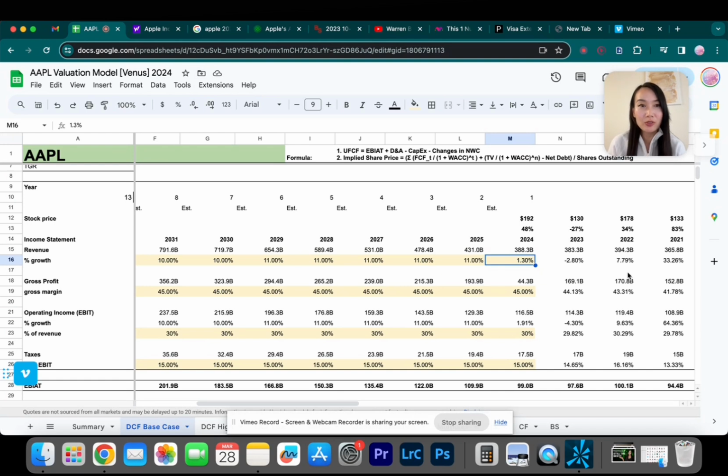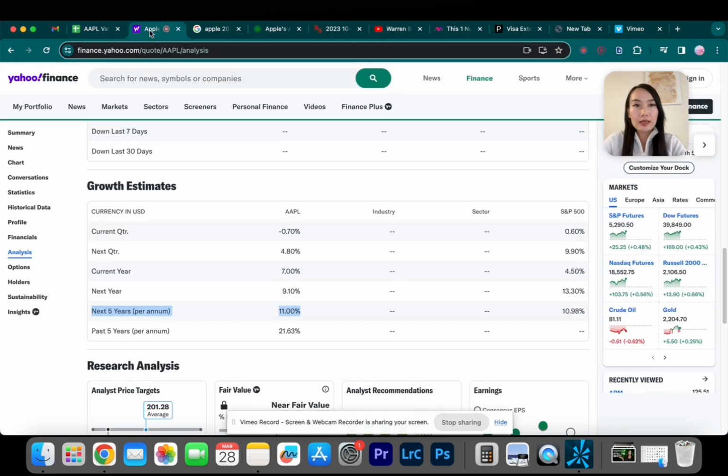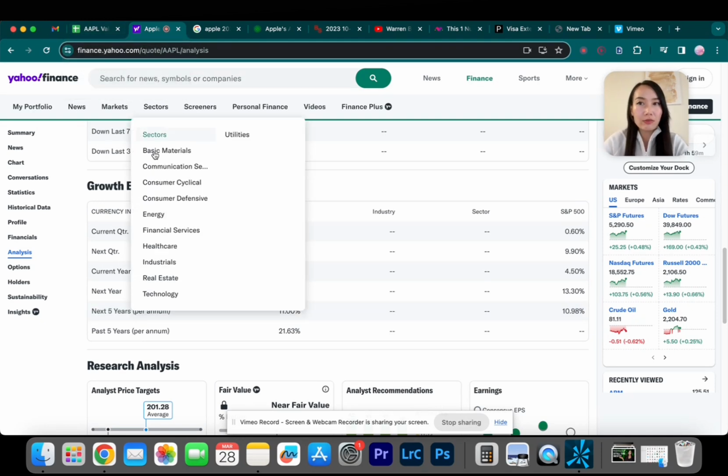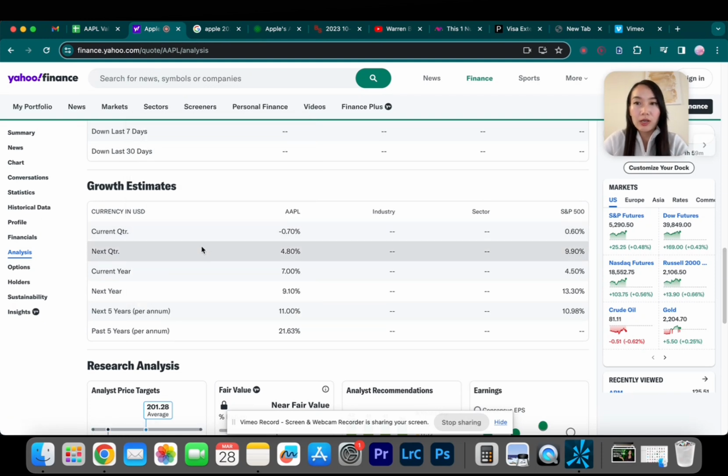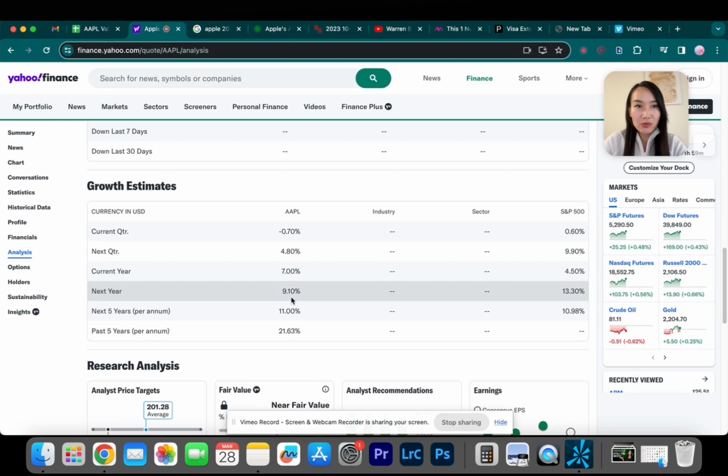And moving beyond 2024, from 2025 and on, I'm using an 11% assumption, which is aligned with Yahoo Finance's analyst agreement. And again, there might be different assumptions out there, but 11%, I think that's fairly reasonable for the next couple of years, given other areas of Apple will continue to grow, for its services and for its Vision Pro and all the other new products Apple potentially can push out. And 11%, I think that's a reasonable assumption.